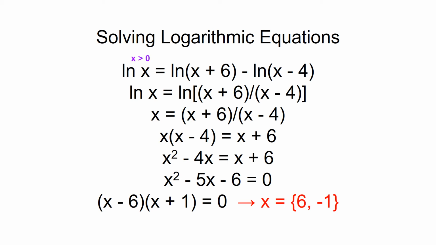For that, when we have a logarithm, its argument has to be positive. So when we look at the term on the left side of the original equation, we see that the value of x is constrained. X has to be greater than 0. Looking at the first term on the right side of the equation, we see that x must be greater than minus 6 in order for the argument of that logarithm to be positive. The second term on the right side of the equation, we see that x has to be greater than 4 in order for the argument of that log term to be positive.